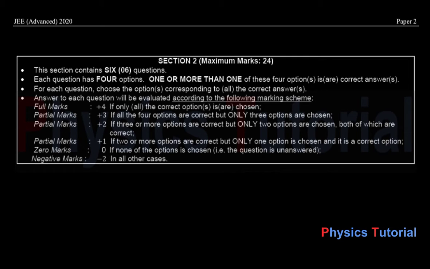This is JEE 2020 paper 2 section 2, and here one or more than one correct options are given. There is -2 marking also. So let's start our video right after this short break.